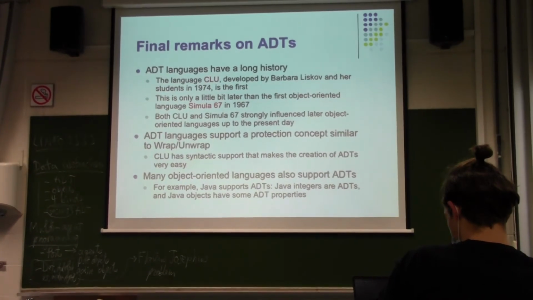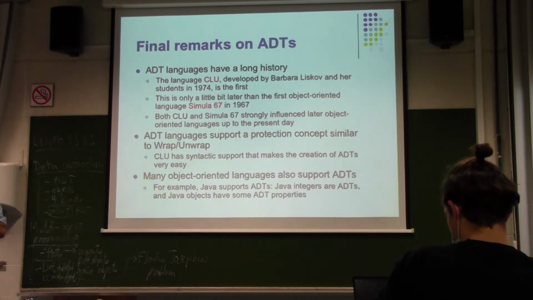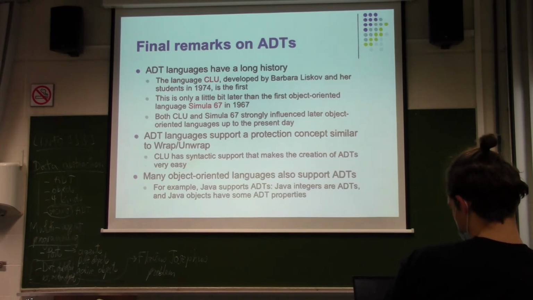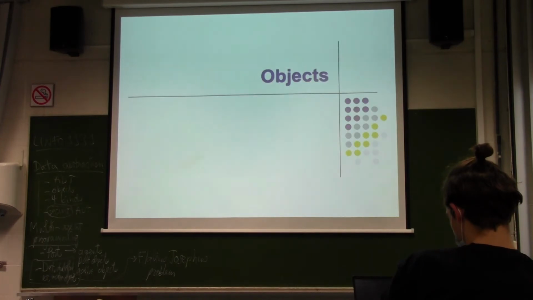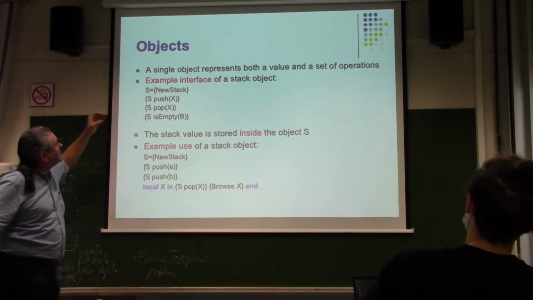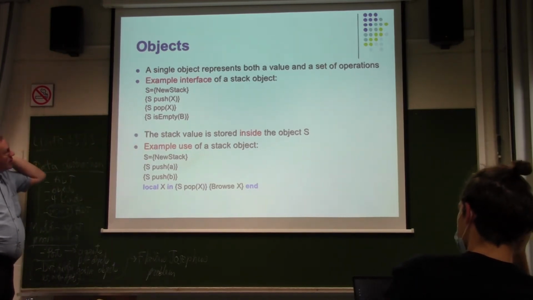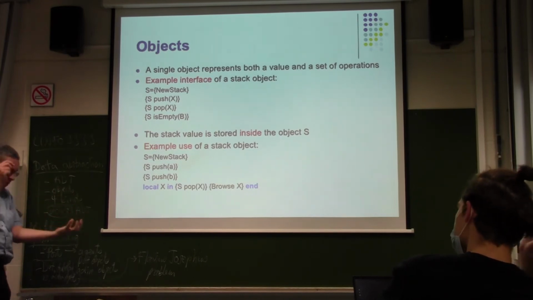Okay, so that gives you, I hope, a good idea of abstract data types and how to build them and what they mean fundamentally, okay? Now I want to say a few words on objects, but you know objects already, so maybe I can go faster here, okay? So objects: a single object represents both the value. So it's not like 1 plus 1 equals 2; no, the 1 is an object and the plus is part of that.